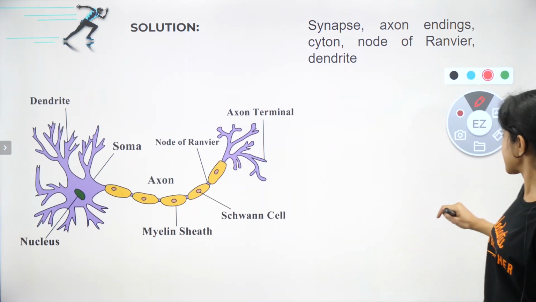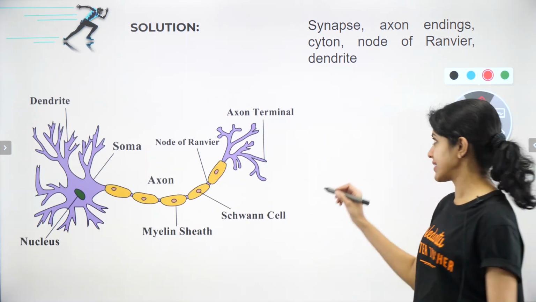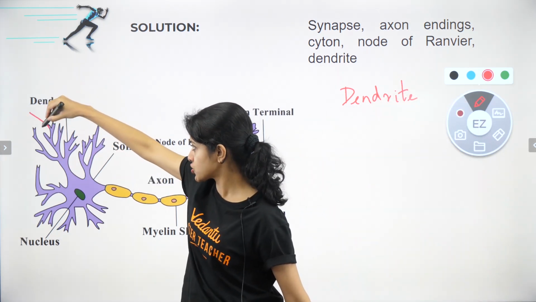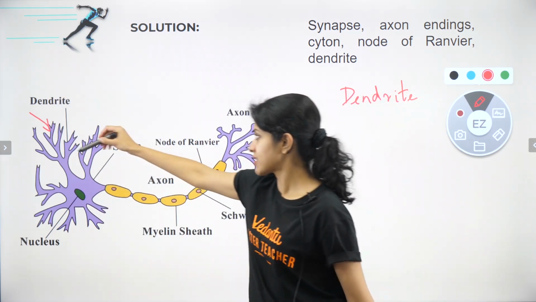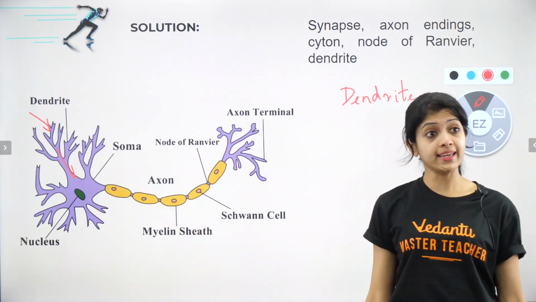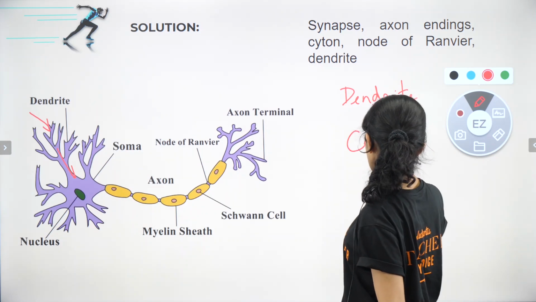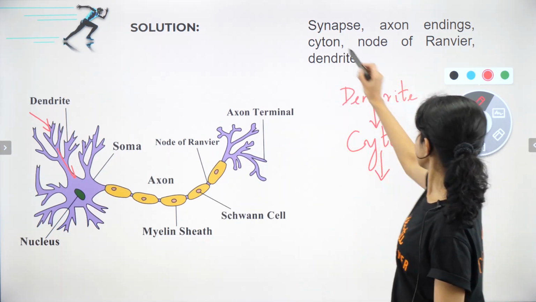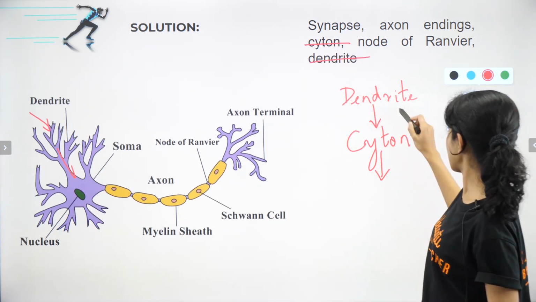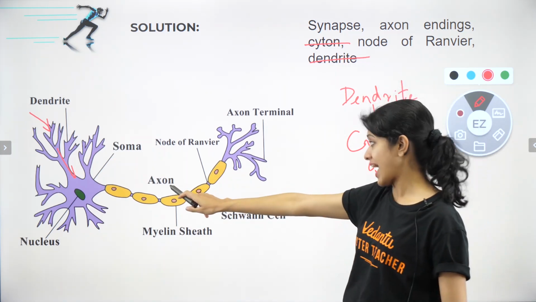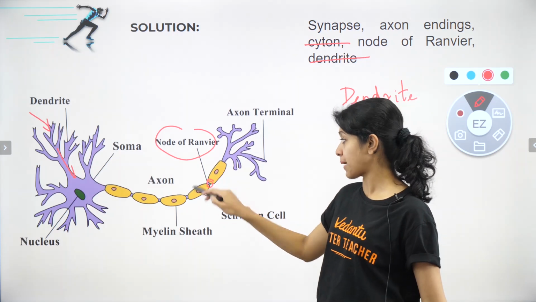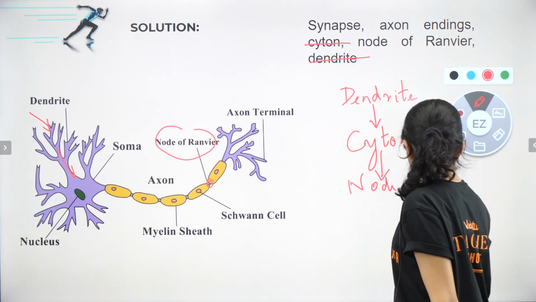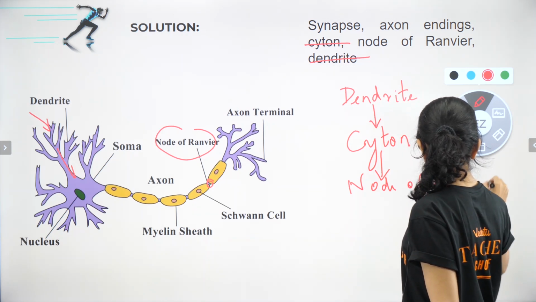Yes, so we would start with the dendrite, because nerve signals are always first coming into the dendrite, right? And from the dendrite, where is it entering? It's entering into the cell body or the cyton. So dendrite followed by the cyton. And what comes next? After the cyton, it goes into the axon and the node of Ranvier. Yes, the nodes of Ranvier, these gaps that you can see in between the myelin sheath, right? So you would write node of Ranvier. That would be next.